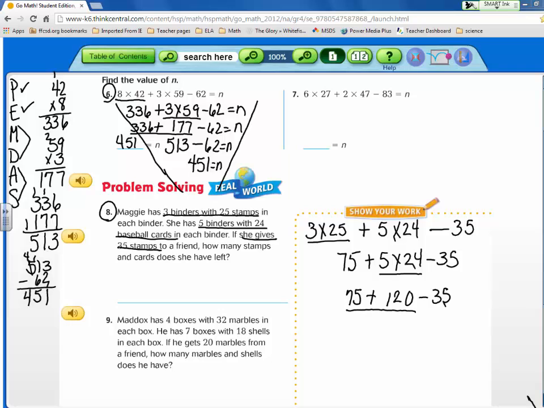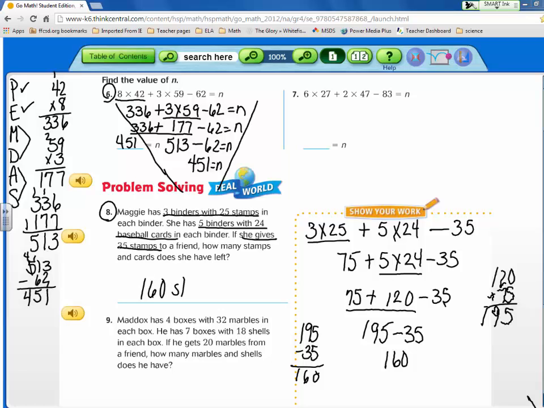So we solve this problem, and you can feel free to come over to the side and add on the side. We have 195 minus 35. And now we just do the 195 over here, minus 35. And we end up with 160. If we go back to our question, it would be 160 stamps and cards.